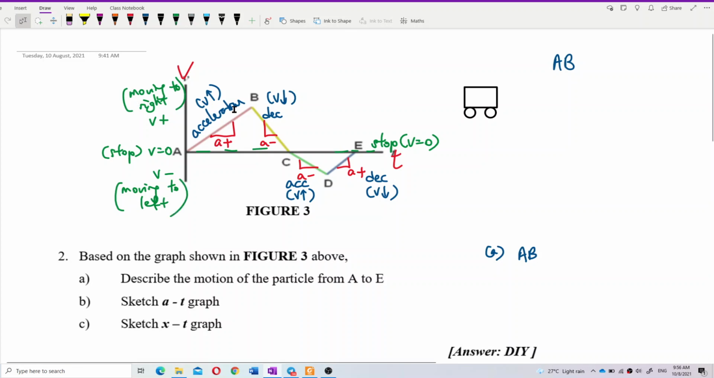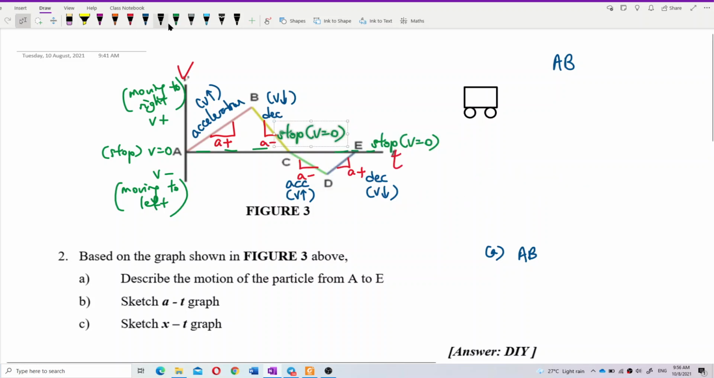So the graph on top means the car is moving to the right. A to B to C means the car is moving to the right. C to D to E means the car is moving to the left. The points C and E mean it stopped. So it stopped 3 times. You see that?